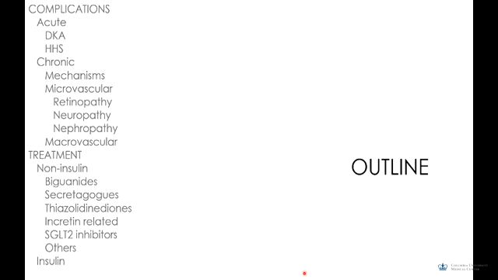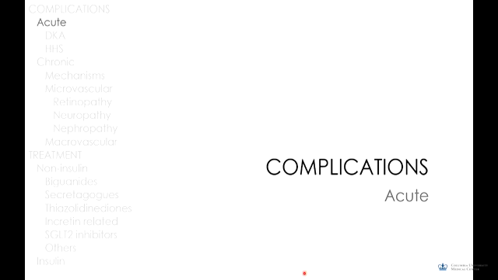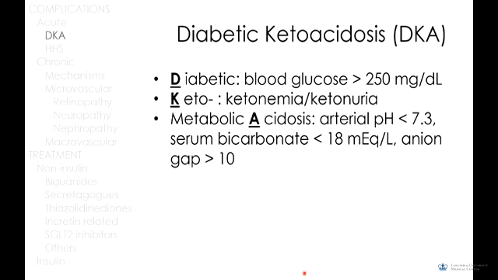We're going to talk about complications first, and within those we're going to do the acute ones and then the chronic ones. And then afterwards we'll talk about the treatment, which involves the non-insulin options you have and then the insulin, of course. So starting right off with the acute complications, this basically involves DKA and HHS.